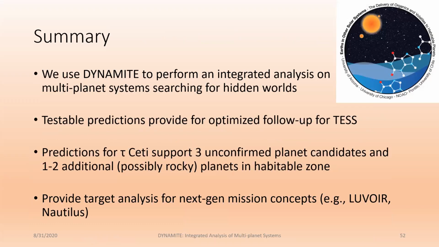So I will conclude my talk with a summary. We use DYNAMITE to perform an integrated analysis on multi-planet systems, searching for previously undetected worlds. Our testable predictions can provide for optimized follow-up, especially for large surveys like TESS. Our predictions from our focus study on the Ceti system support 3 unconfirmed planet candidates, as well as 1 to 2 additional, possibly rocky planets in the habitable zone. And we can provide target analysis for next generation mission concepts like LUVOIR and Nautilus.